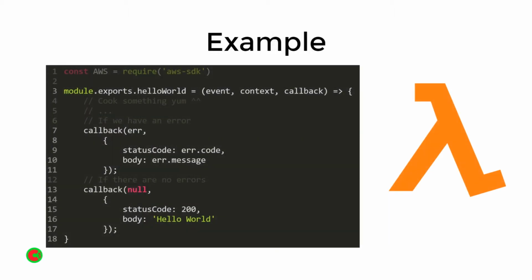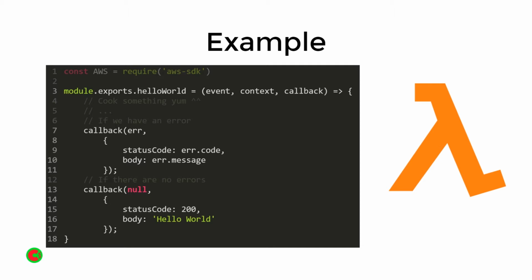Now, this is an example of a simple Lambda function. So this is our function, which is called hello world. And it takes in 3 things. The event, which holds the incoming data. So in our case, it's going to have the body of the request and the headers. And we are mainly concerned with the body. And we have the context, which holds some environment variables and other metadata.